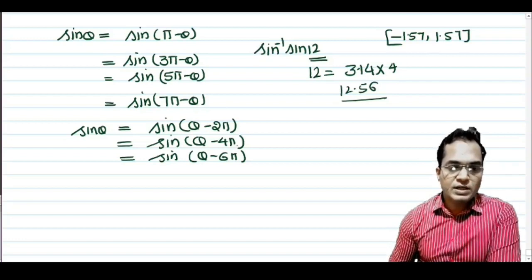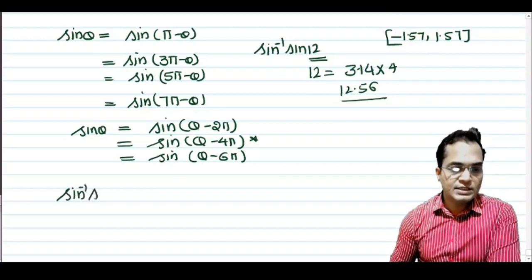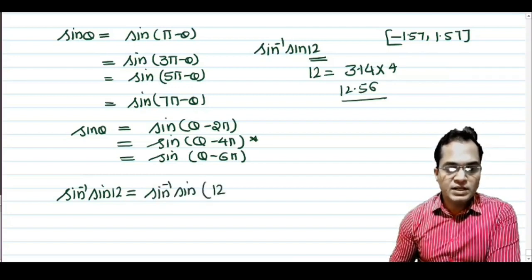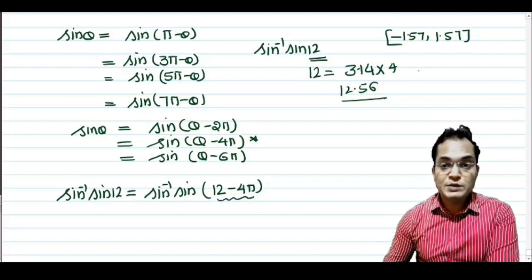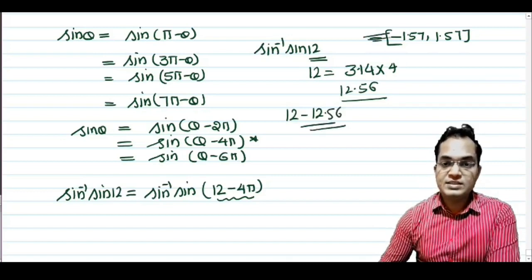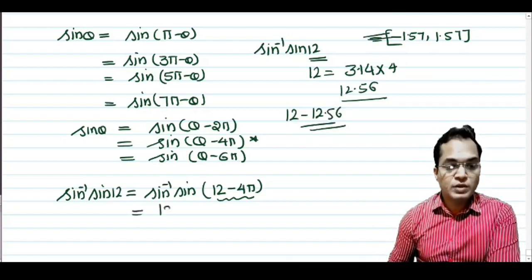Means if we come in this category, then sine inverse sine 12 can be written as 12 minus 4 pi. Is it okay? And does this 12 minus 4 pi lie in this interval or not? You can check it, because 4 pi is this, and 12 minus 12.56 lies in this system. That's why your answer will be 12 minus 4 pi.